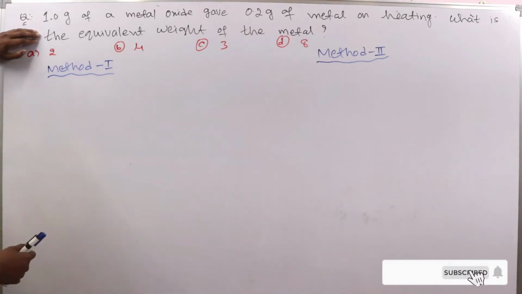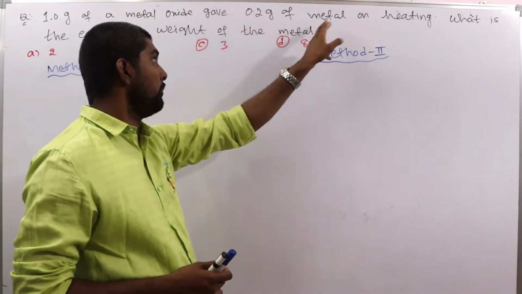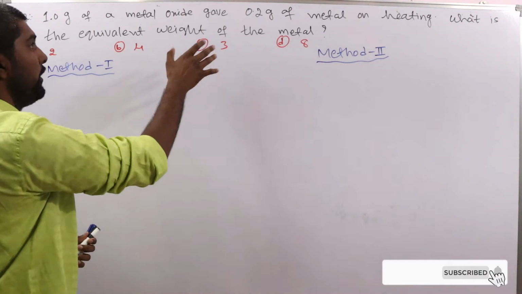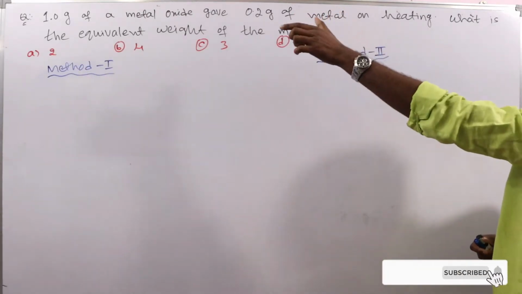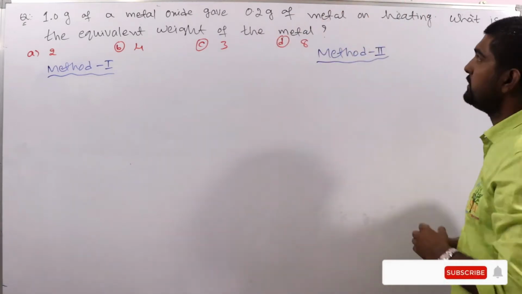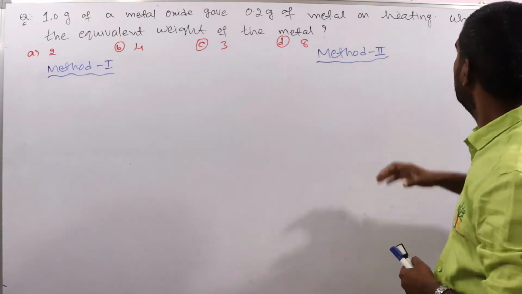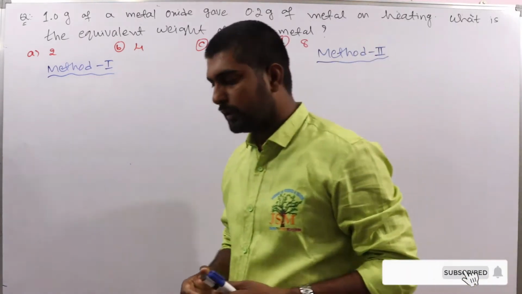First problem: 1 gram of metal oxide gave 0.2 gram of metal on heating. What is the equivalent weight of the metal? So the problem given is that 1 gram of a metal oxide gives 0.2 gram of metal when that oxide is heated. So we have to calculate the equivalent weight. We have two methods here.